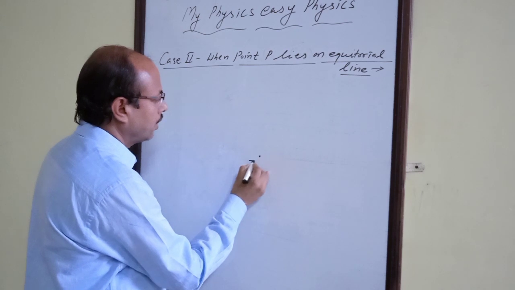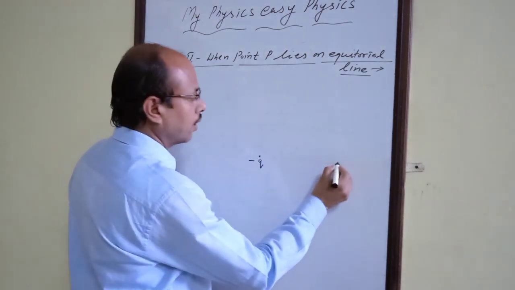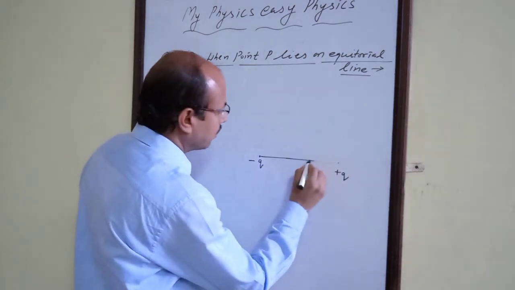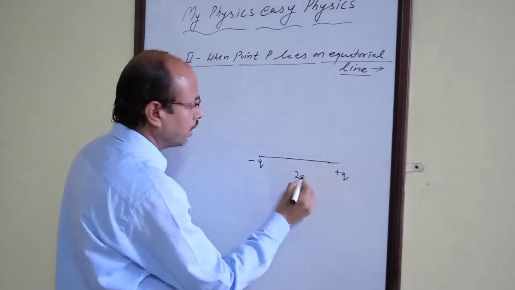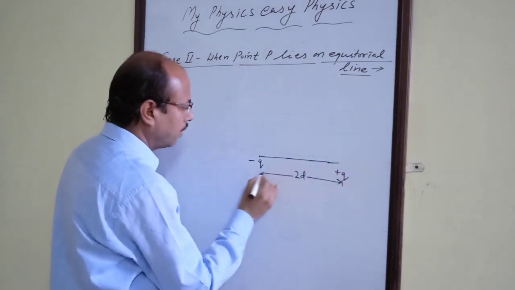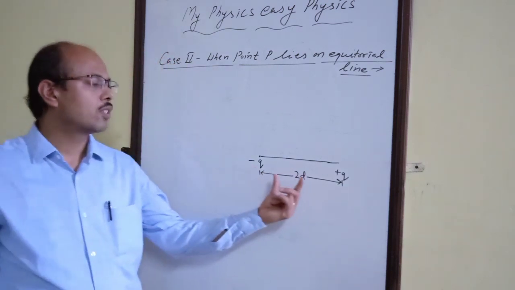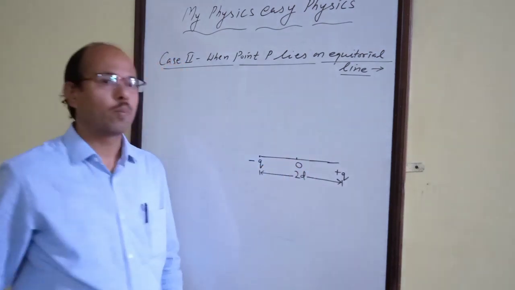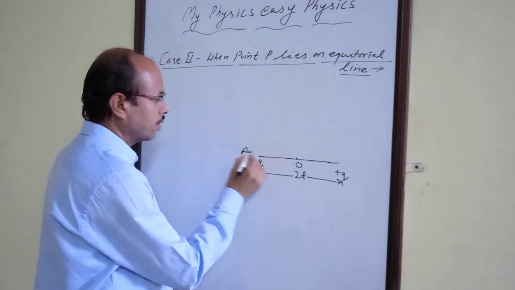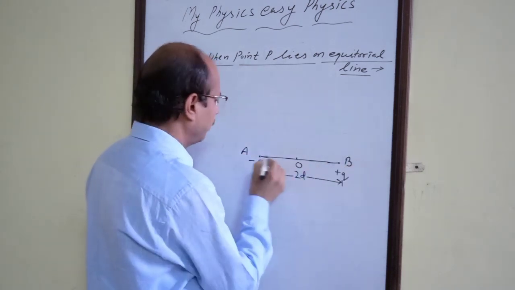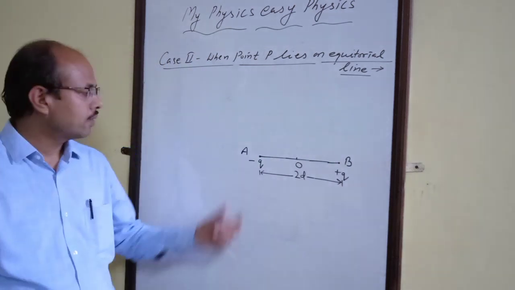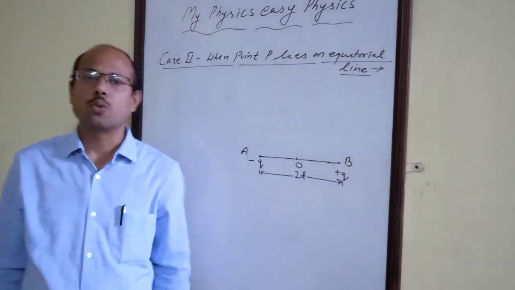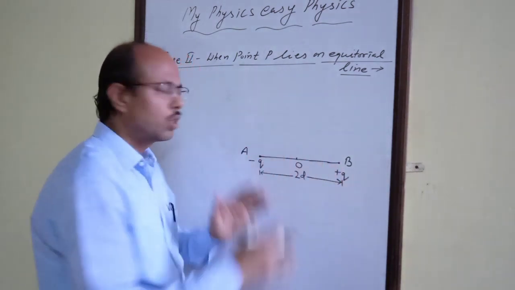Let us suppose here is the minus q charge, here is the plus q charge, and both are placed at a distance 2d apart. As I have mentioned earlier, we have taken the distance as 2d. This is the center of the dipole, O is the center of the dipole. This is point A, this is point B, here is the minus q charge, here is the plus q charge, and the distance between these two is 2d.